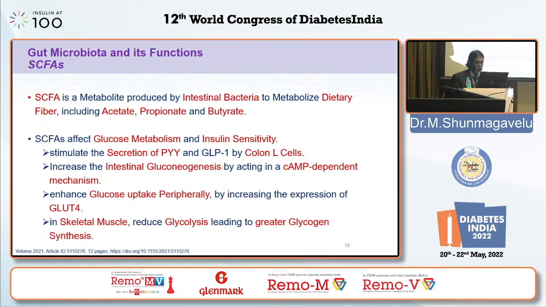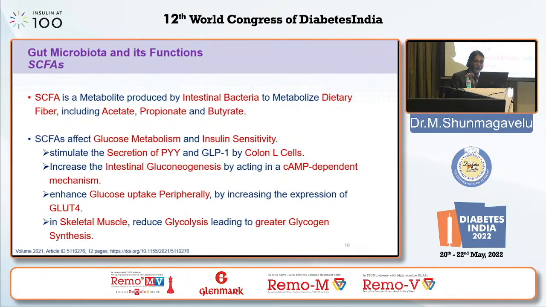So first is regarding the short chain fatty acids, namely acetate, propionate, and butyrate. They are metabolites produced primarily by the intestinal bacteria to metabolize dietary fibers. So we have the complex polysaccharides. They are digested and fermented by the microbiota, resulting in the generation of short chain fatty acids. And short chain fatty acids play an important role in metabolizing the dietary fibers.